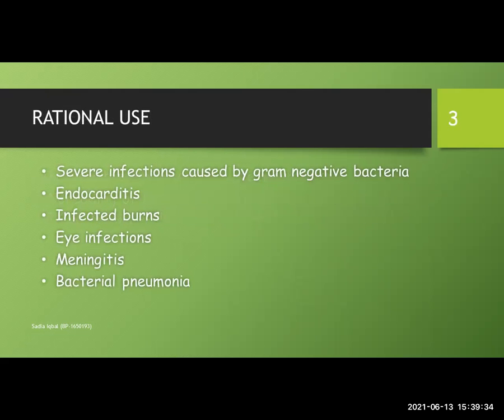Rational use of a drug means the appropriate drug with a proven safety and efficacy for the right patient, in the appropriate dose and dosage form, at the proper interval of time is given to the patient. Gentamicin is used in serious infections that are caused by gram-negative bacteria such as Pseudomonas aeruginosa and Serratia marcescens. It is used in infections like endocarditis, infected burns, eye infections, meningitis, bacterial pneumonia, peritoneal dialysis associated peritonitis, skin lesions, and UTI.